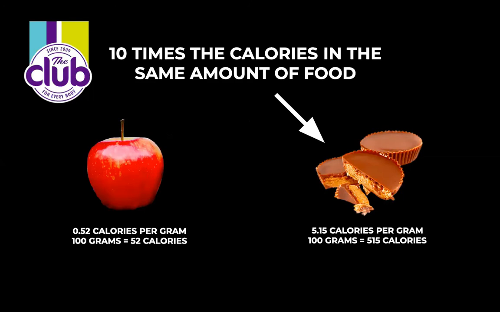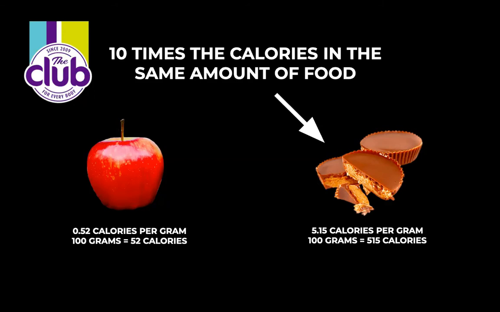So when your goal is fat loss, it can be useful to focus on eating foods that provide a lot of food in terms of quantity for very few calories, because this is going to leave you feeling fuller for longer as the volume of food you've eaten is higher, even though the calorie content is low. So in this example, you'd have to eat 1 kilogram of apples, which is about 10 apples, to get the same amount of calories as you would from just 100 grams of Reese's chocolates.